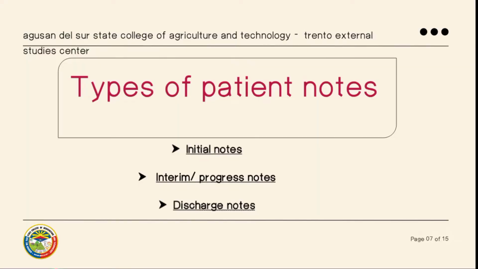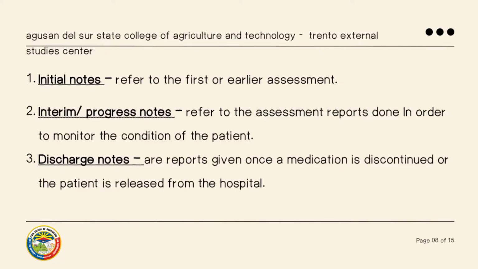There are three types of patient notes: initial, interim or progress, and discharge notes. Initial notes refer to the first or earlier assessment. Initial notes, or initial assessment in nursing, are the ABCCS assessment, which means airway, breathing, circulation, consciousness, and safety. It's the first assessment you will do when you meet your patients. This assessment is repeated whenever you suspect or recognize that your patient's status has become or is becoming unstable.